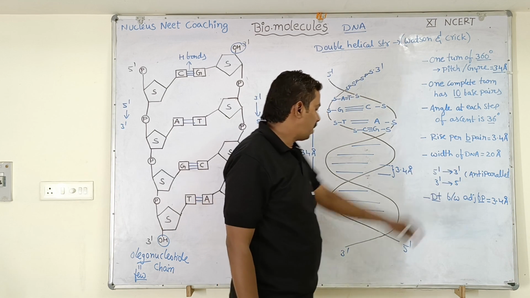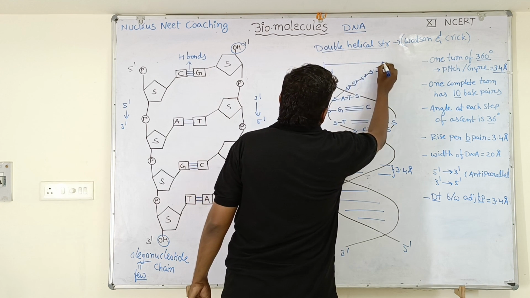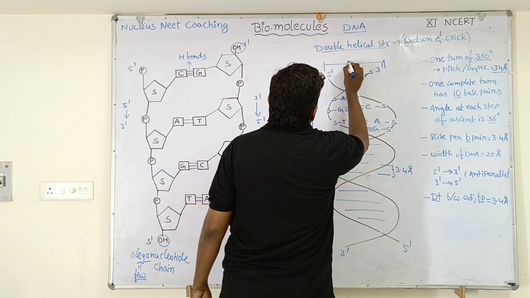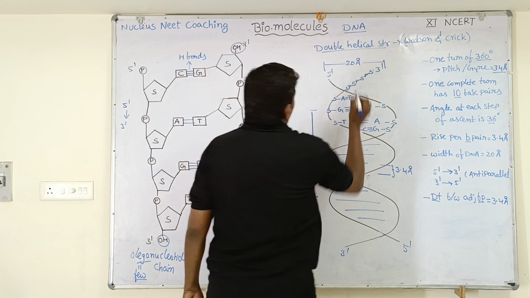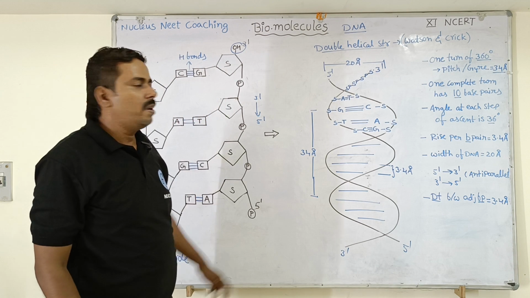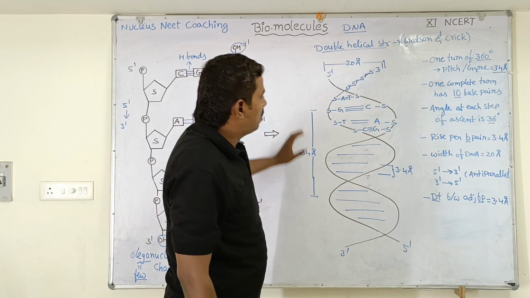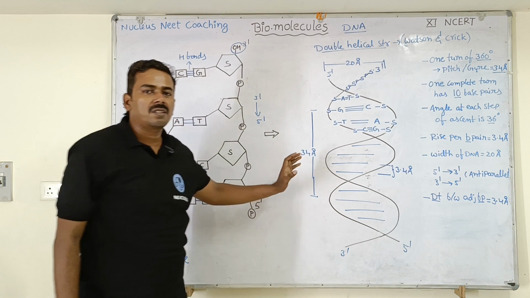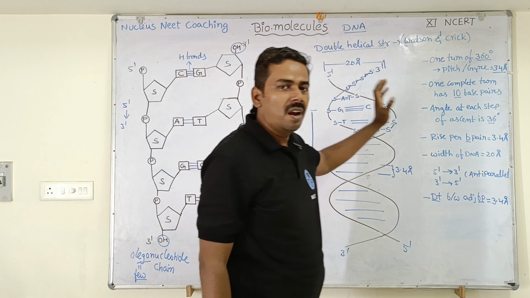Next, the width of DNA. What is the width of DNA? The width of DNA was found to be 20 Angstroms by Watson and Crick. So this is about the double helical structure of DNA as proposed by Watson and Crick.